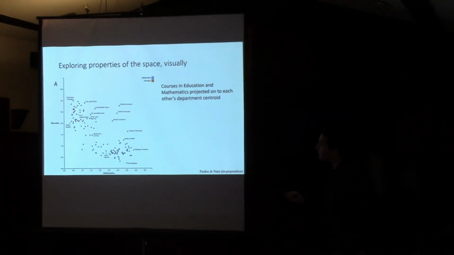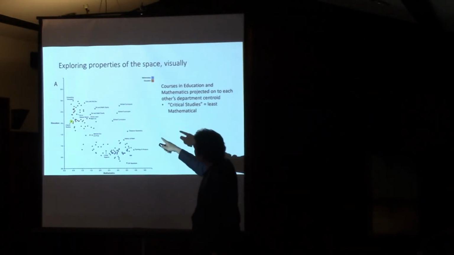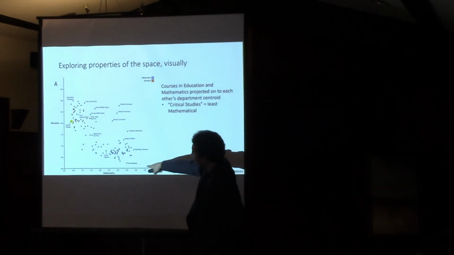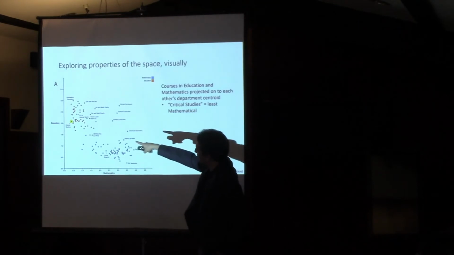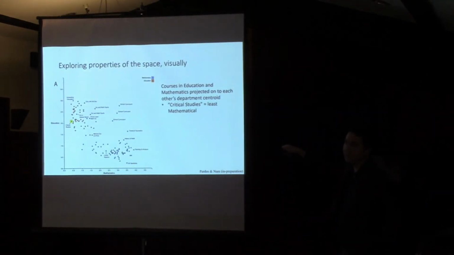Looking at this visually, we took all courses and then measured their scalar projection to the department center. So like what magnitude of that department does that course contain? As an example, we plotted every education and mathematics course with respect to the amount of mathematics and education they have. And critical studies and education was the least mathematical course.